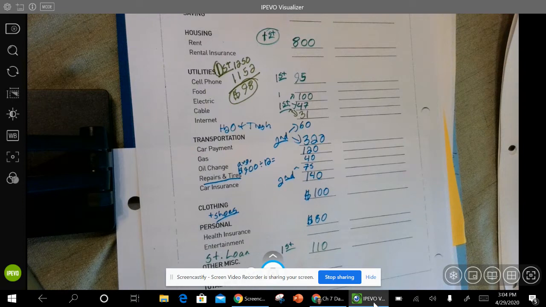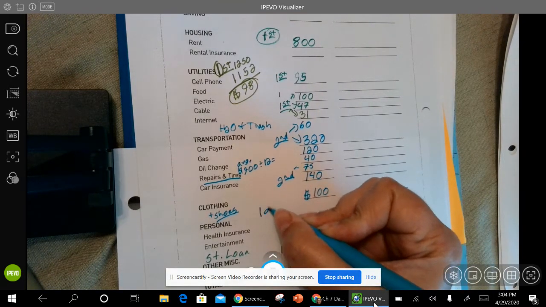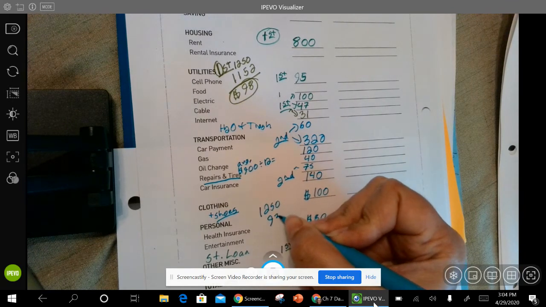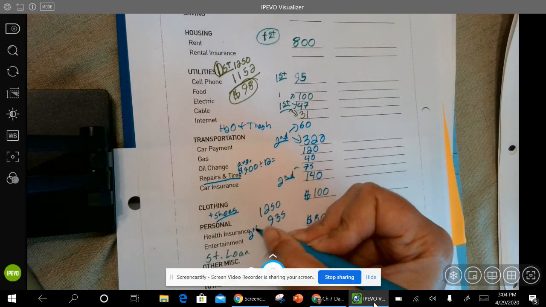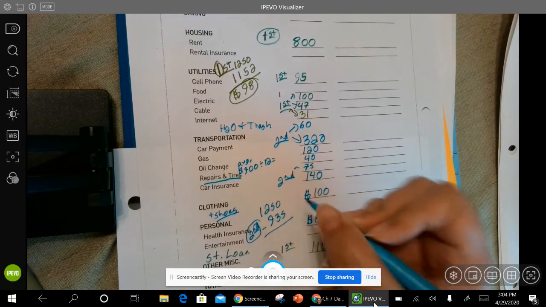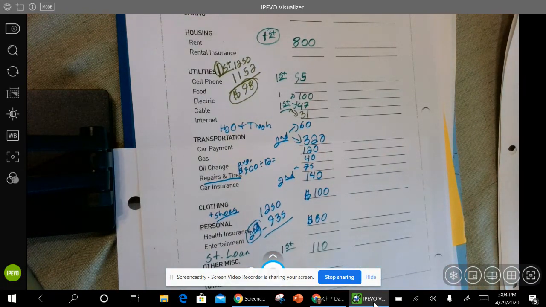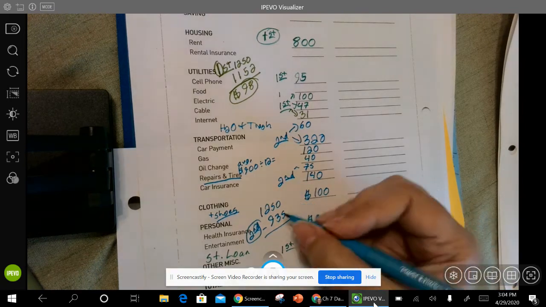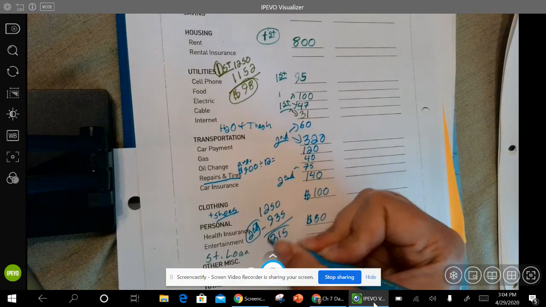So we're adding the $60 plus the 320 plus the 120 plus the $40 plus the 75 plus the 140 plus 100 plus 80. Okay, so I got 900, plus 35, so I got 935. Okay, everybody, this is the second paycheck. So I'm going to subtract those two. I'm left with 315.